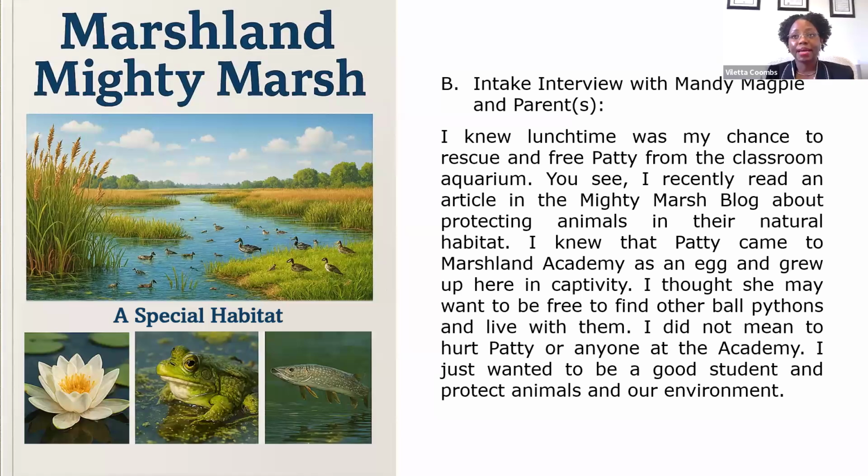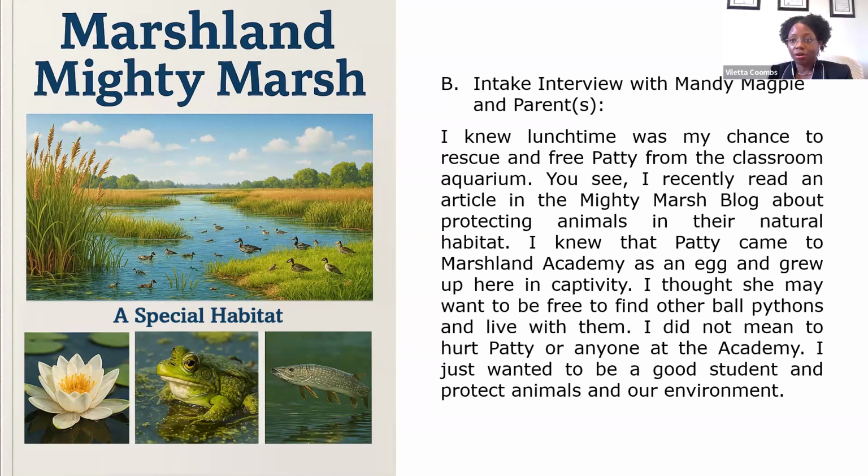I knew lunchtime was my chance to rescue and free Patty from the classroom aquarium. You see, I recently read an article in the Mighty March blog about protecting animals in their natural habitat. I knew that Patty came to Marshland Academy as an egg and grew up here in captivity. I thought she may want to be free to find other ball pythons and live with them.